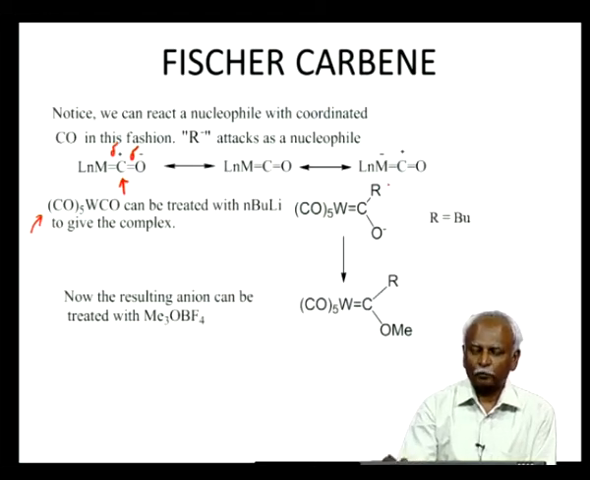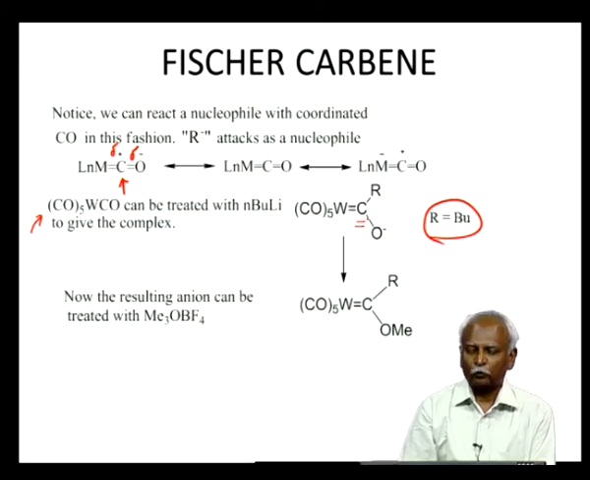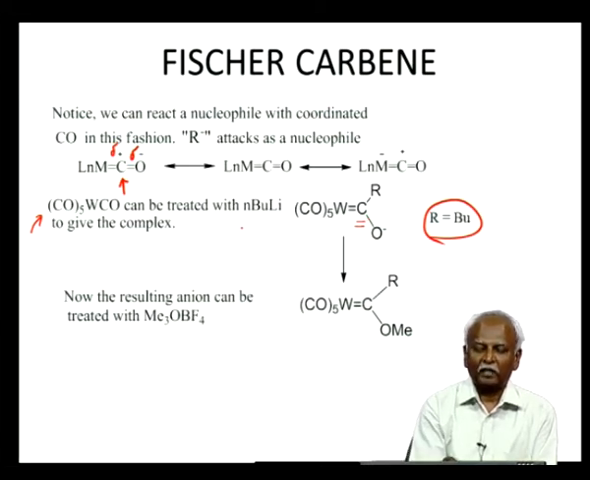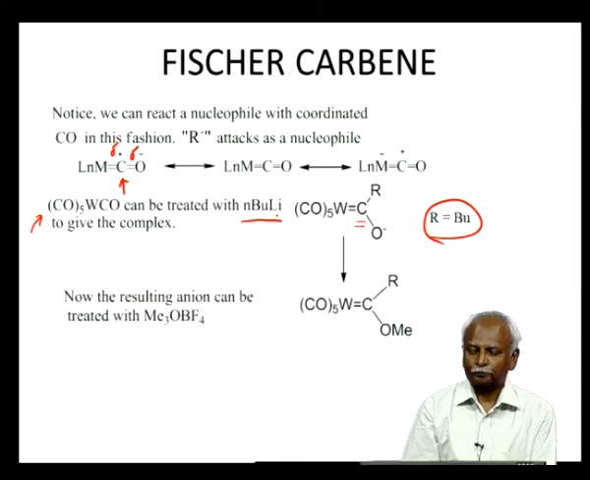group, which is the butyl group, is attached to the carbon which is originally from carbon monoxide. So, you can have an intermediate in which the negative charge is pushed onto the oxygen and the carbon is attached to the R group or the alkyl group, which originally came from the alkyl lithium. So, you have a negatively charged species.